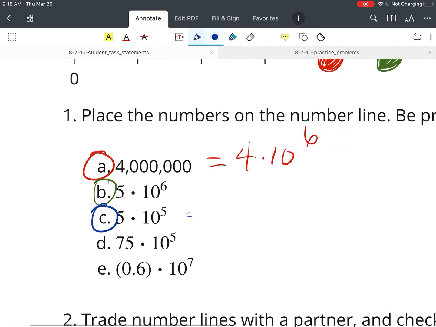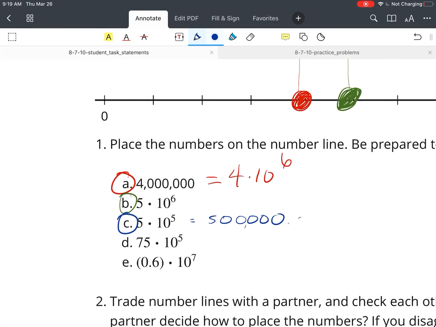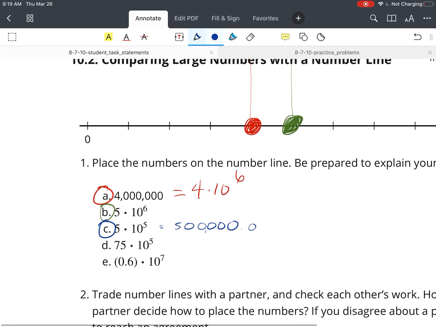So let's look at this number, okay? So that's 5 followed by 1, 2, 3, 4, 5 zeros, okay? So if we wanted to write this number with an exponent of 6, because we want to write this as something times 10 to the 6th, that means we're going to count the decimals. 1, 2, 3, 4, 5, 6? No.